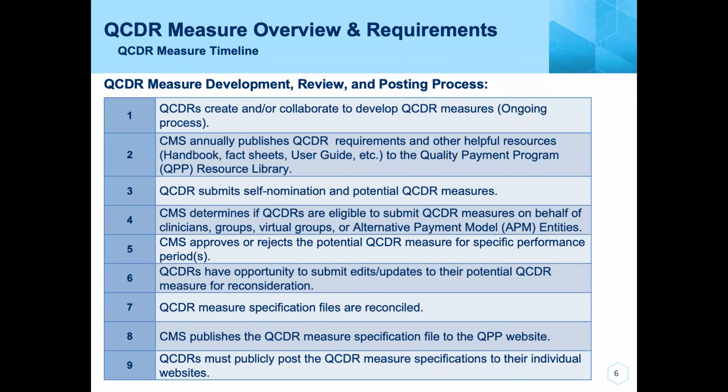For measures that were rejected, QCDRs are given the opportunity to submit edits or updates or to formally appeal the rejection by requesting a reconsideration call with CMS. And lastly, once all measure decisions are finalized, then CMS and the PIMS team begin the process of reconciling all of the approved measure specification files with each QCDR. And the approved QCDRs will review and help us to finalize the specifications for all approved QCDR measures during this part of the process. CMS then publishes all approved specification files to the QPP resource library. And once that's completed, the QCDR is then required to also post their own specifications to their website.